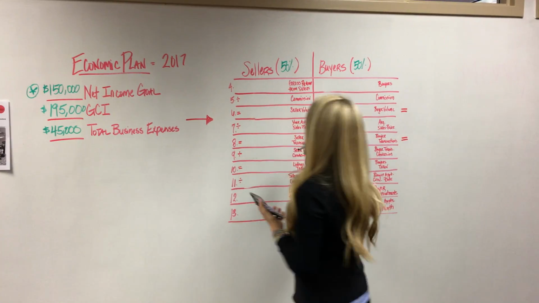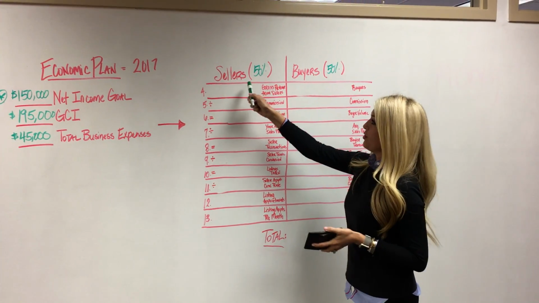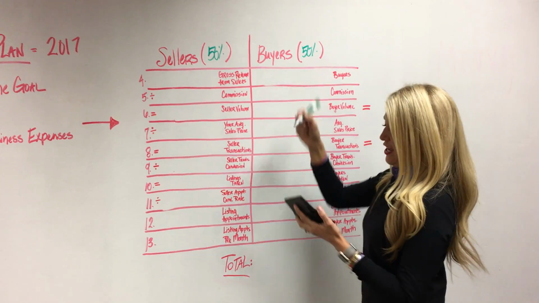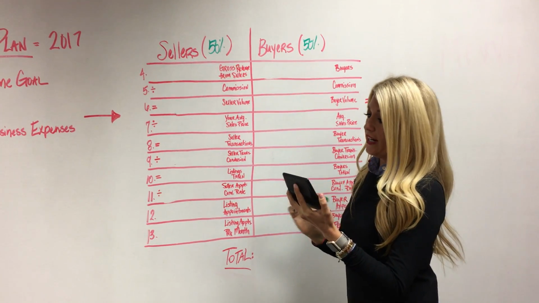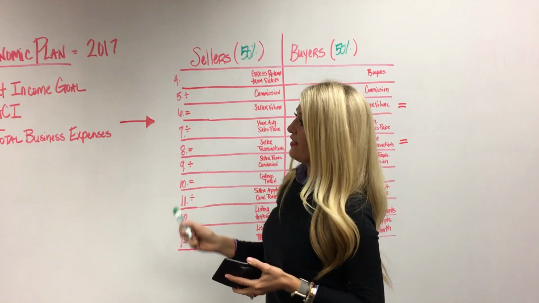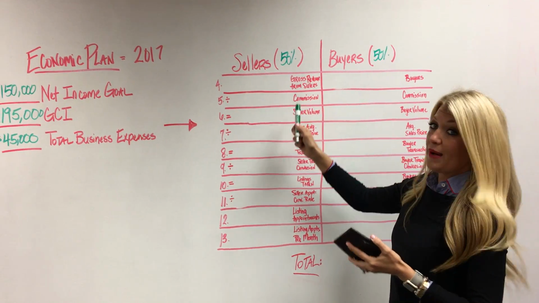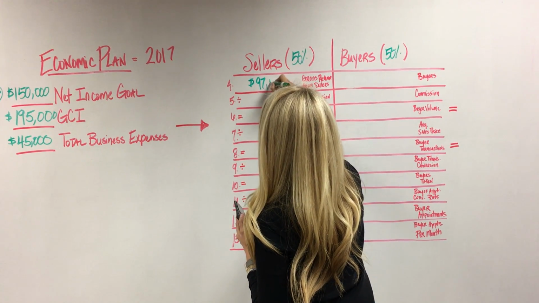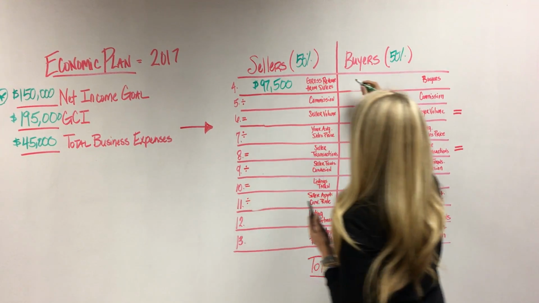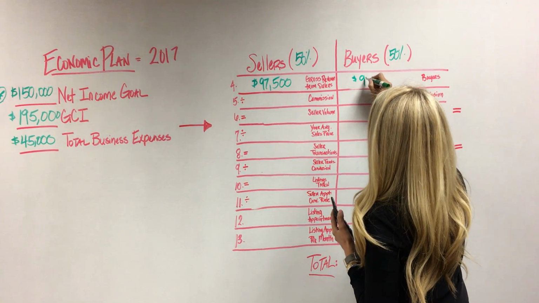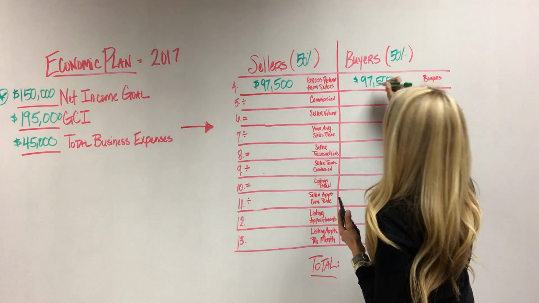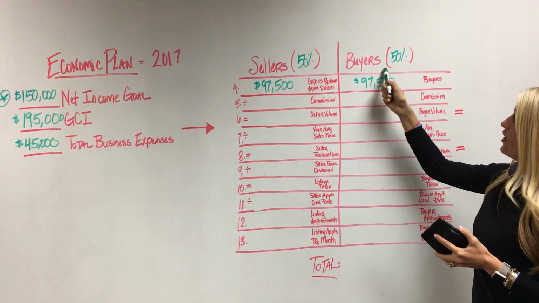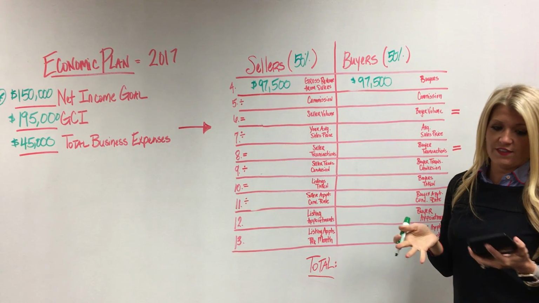So now we're going to get to the fun stuff. We're going to assume that your business is about 50% sellers and 50% buyers. So if that were the case, we're going to take your GCI of $195,000 and divide it by 2. So that would mean that you would need to generate $97,500 in GCI from sellers and the same for buyers. You can do this a little differently if you are heavier on the seller side or heavier on the buyer side, but most people run right around 50-50.